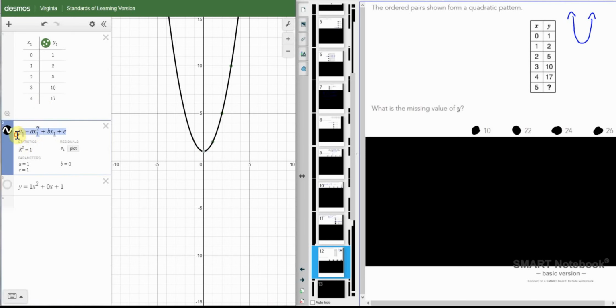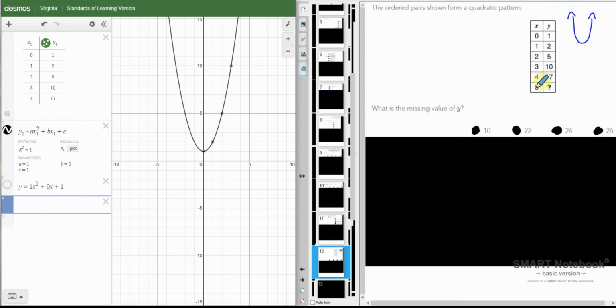So you literally type that in, y1, squiggly. And then it tells me here what a, b, and c are. So y equals a x squared. Well, a is 1, so 1x squared. B is 0, so plus 0x. C is 1, so plus 1. So I've got my equation.